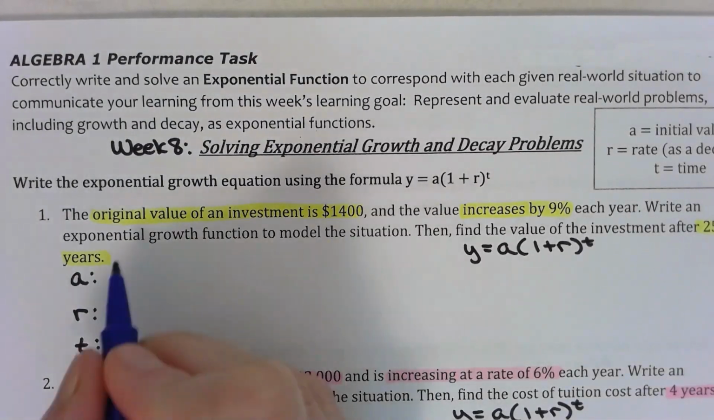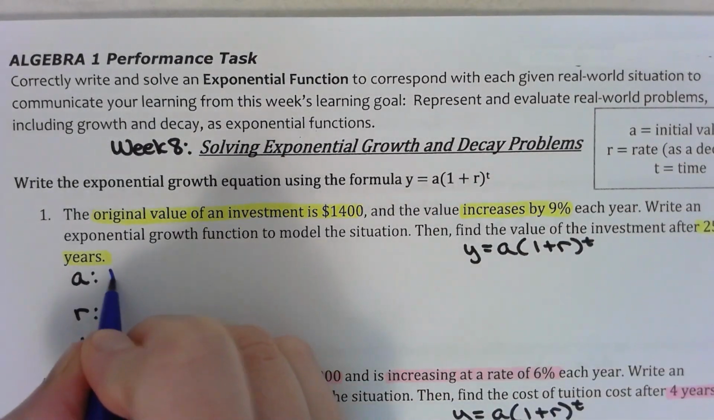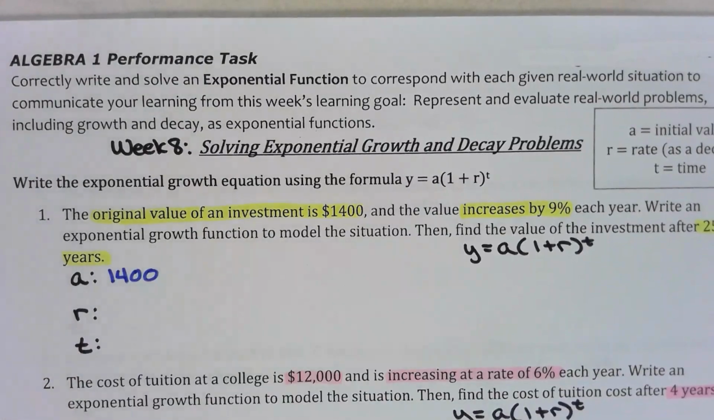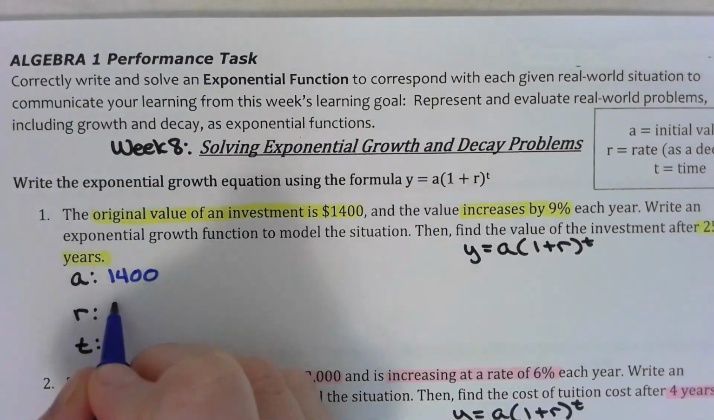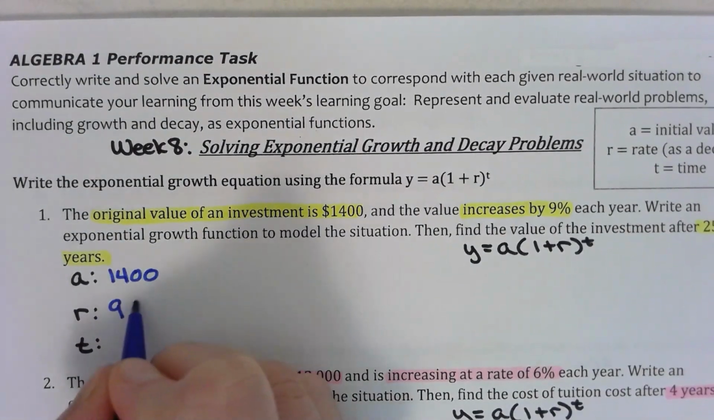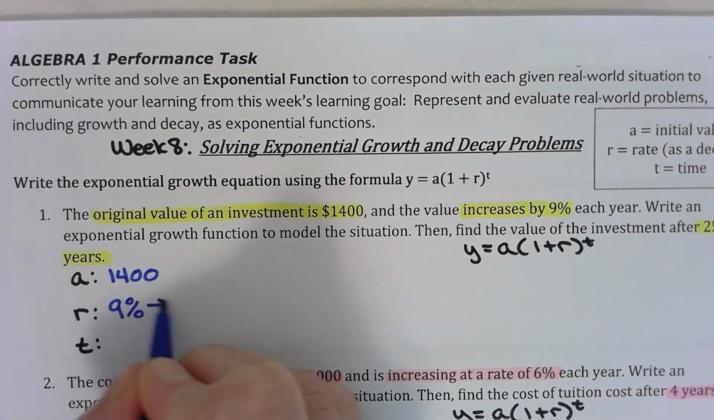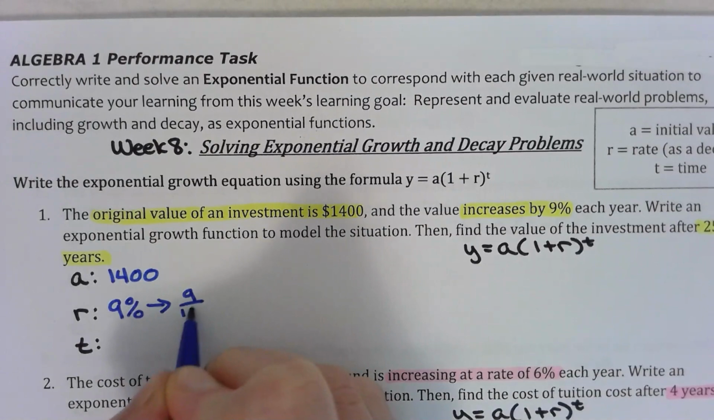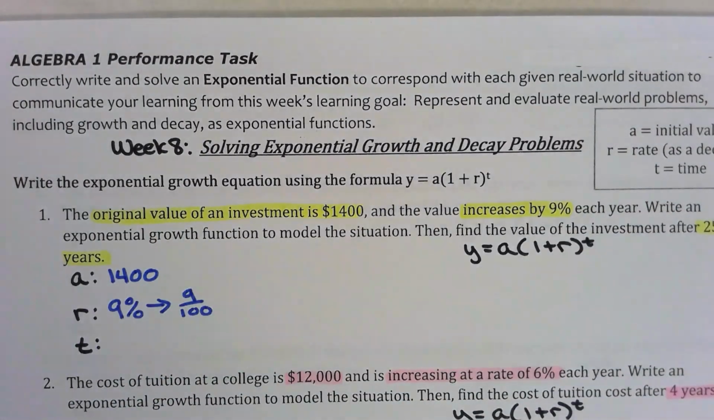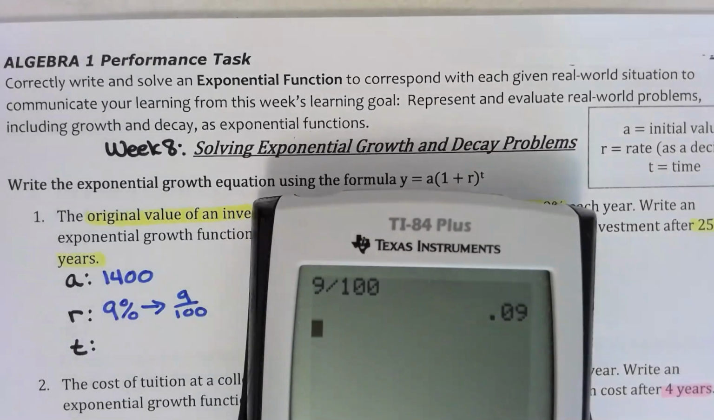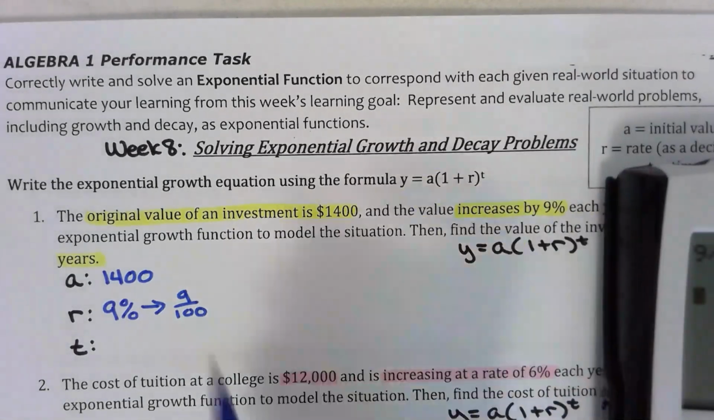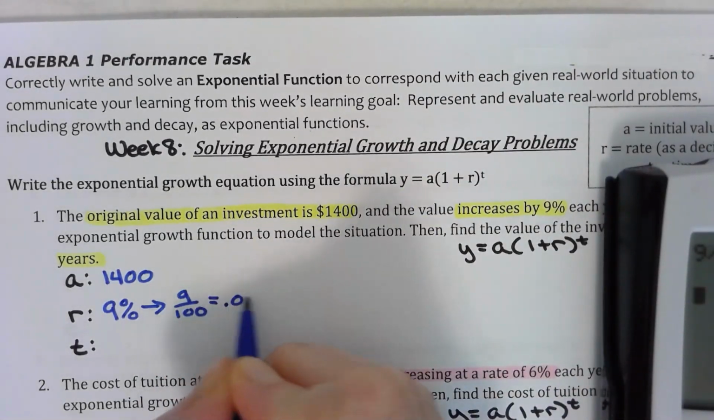When they said the original value of an investment was $1,400, I'm going to put that as my beginning amount. They said the rate is increasing, that's why it's growth, and it's talking about 9%. When you're dealing with the rate, you cannot use that 9 until you have changed it into a decimal. One way to do that is 9 divided by 100, or you can move the decimal 2 places to the left. This gave me 0.09.